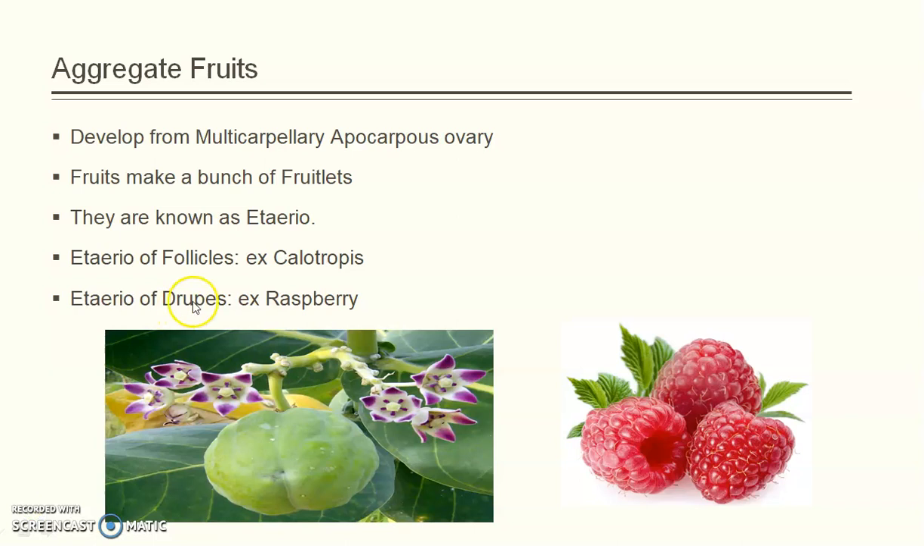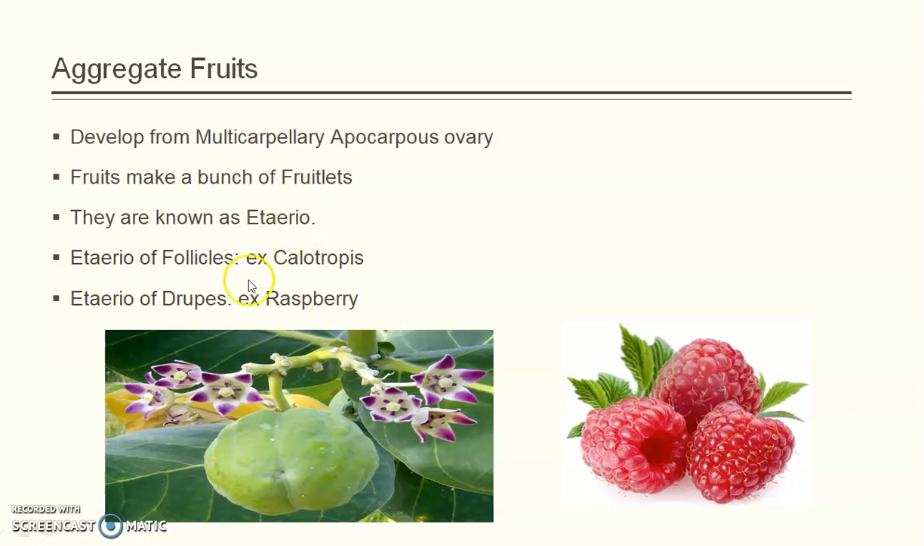And next we will come to aggregate fruits. So aggregate fruits develop from a multicarpellary apocarpous ovary, and the fruit makes a bunch of fruitlets, and the fruitlets combine together to form a fruit. And that type of fruit is termed as etario, that is, a bunch of fruitlets.